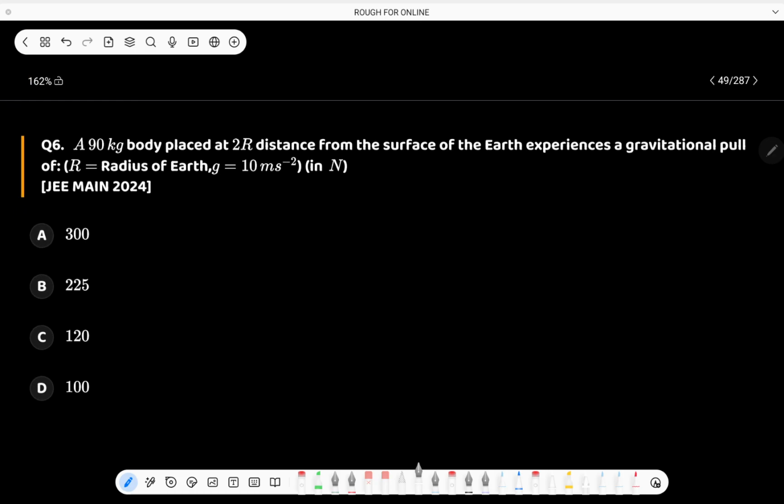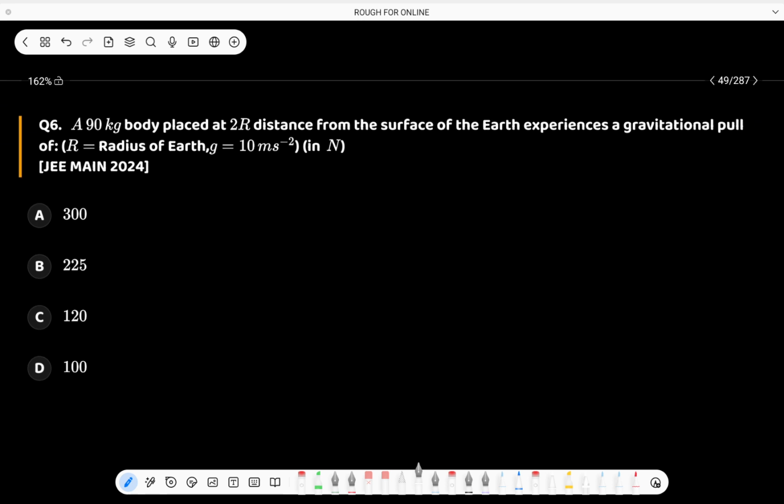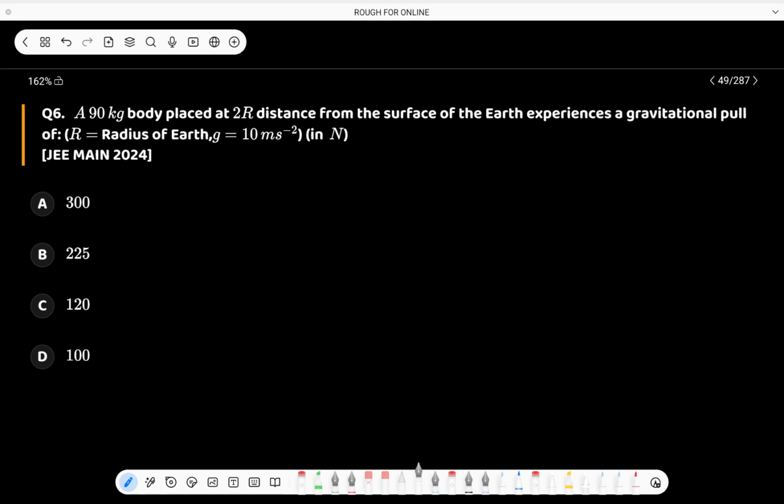So my dear students, question number 6 for you. This is a JEE 2024 question, and what's the question exactly? It's like this, that mass of the body here is given. Let me write down the data first and foremost. The mass of the body is given, that is equal to 90 kilogram, number 1. Number 2, it's placed at 2R distance from the surface of earth, which implies that H is equal to twice R.